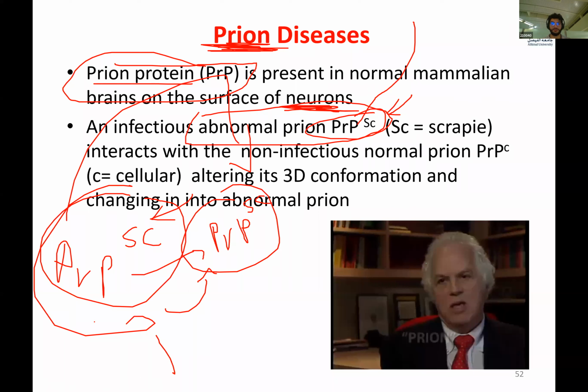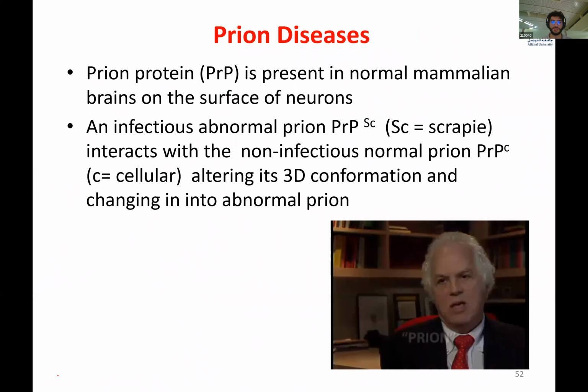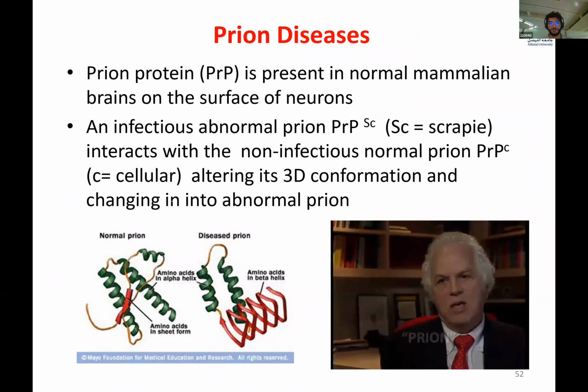Yeah, basically, this is a misfolded protein. Just to tie it in again, this prion infectious protein is a misfolded protein. It comes in and misfolds the other proteins, and that's it. This is just another cause of misfolded proteins. Is that clear? So again, normal prion protein, diseased prion protein.